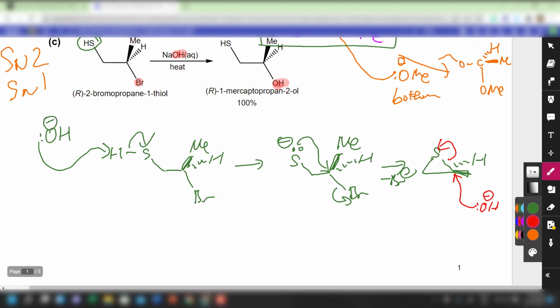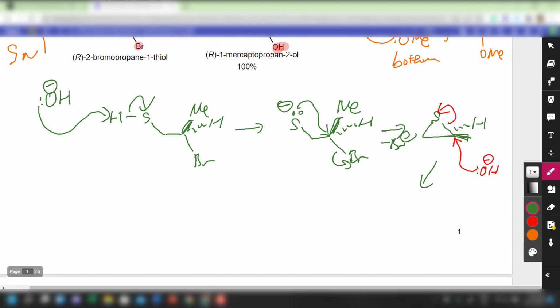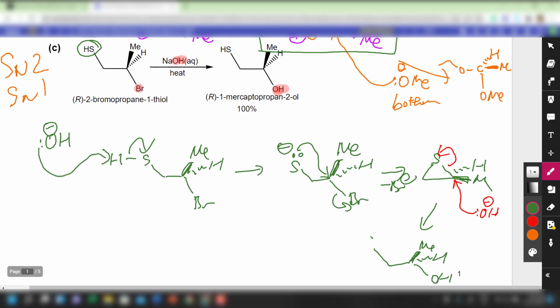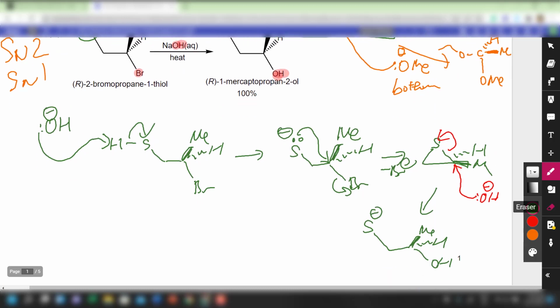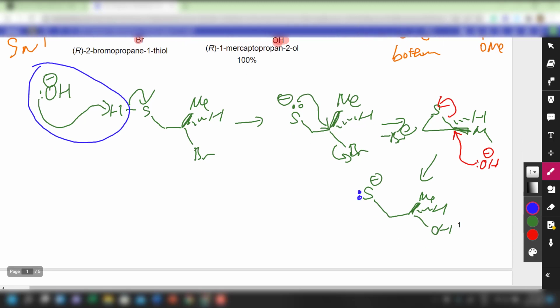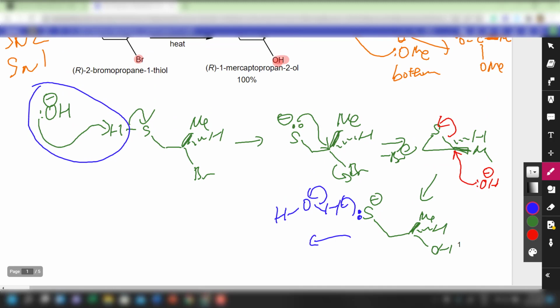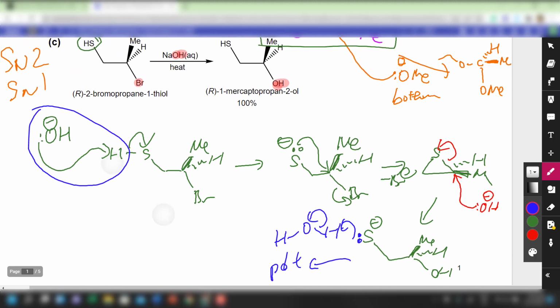In the process, what I'm going to get is a ring opening process. So the ring will open, and then I'm going to get an OH here. Of course the sulfur will be over here with a negative charge. Because of the deprotonation earlier on, the lone pairs on the sulfur can now grab a protonic hydrogen from water and regenerate the OH minus, and then I'm going to get the products. Something like this.